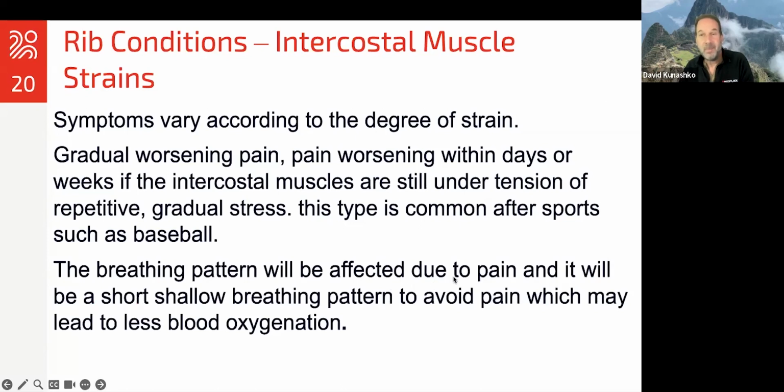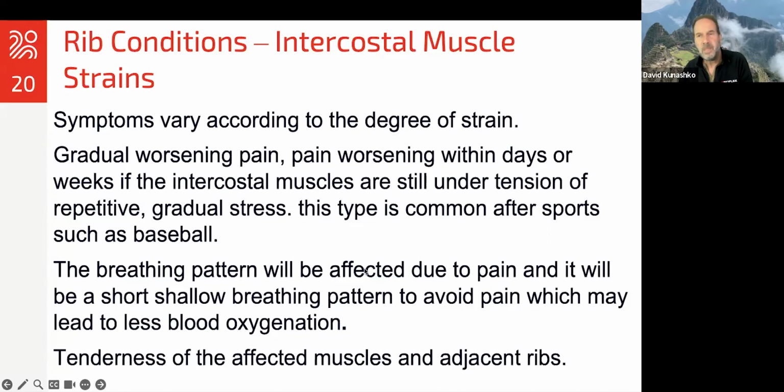Breathing pattern can be affected as well. It kind of makes sense because it is painful. And so that person might have short, shallow breathing. And you can imagine in elderly patients, that kind of thing, their blood oxygenation levels might go down. So this can be quite problematic. So this needs to be treated appropriately. And of course, with good palpation skills, you should be able to isolate if it's intercostal muscles or cartilage or bone or joint. So palpation skills and history should lead you to most diagnoses quite easily.